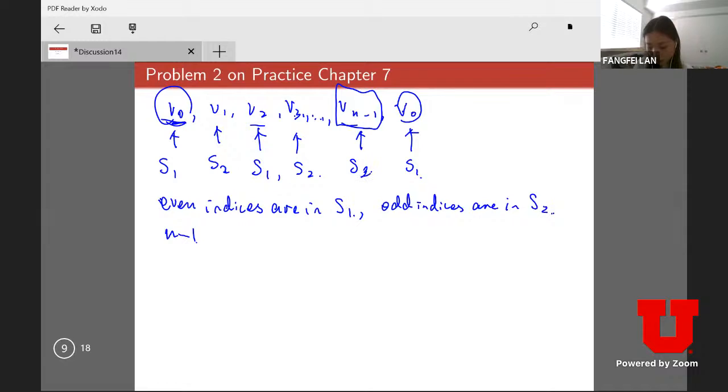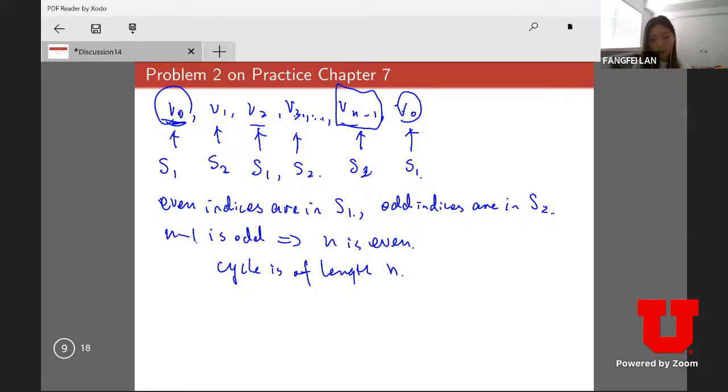Vn minus 1 is in S2, right? So that means n minus 1 is even or odd. It would mean that n minus 1 is odd. Yeah, n minus 1 is odd. That means n is even. And the cycle is of length n. So the cycle is of length n, and n is even. So QED, draw a little box. We're done.